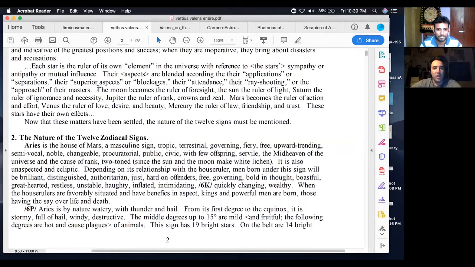But we can see here that he ends with a little passage on the planets. That's nice. The moon becomes the ruler of foresight, the sun the ruler of light, Saturn ruler of ignorance and necessity. Again, the goddess Nemesis is associated with that. Jupiter, the ruler of rank, crowns, and zeal. Mars becomes the ruler of action and effort. Venus, the ruler of love, desire, and beauty. Mercury, the ruler of law, friendship, and trust. These stars have their own effects, and then it trails off. Perhaps some of the text is missing.